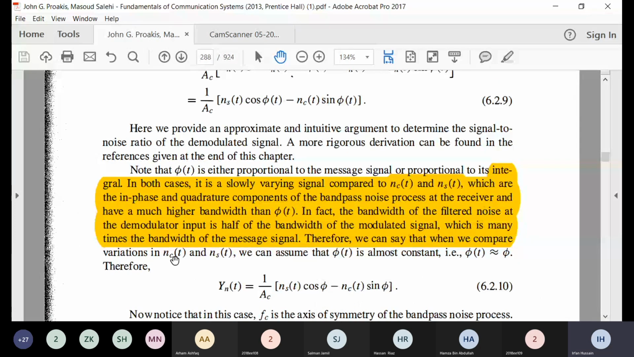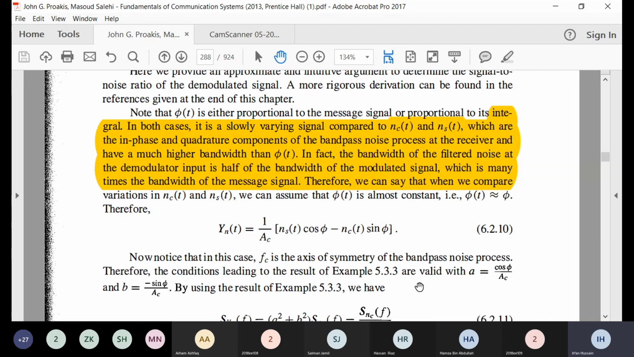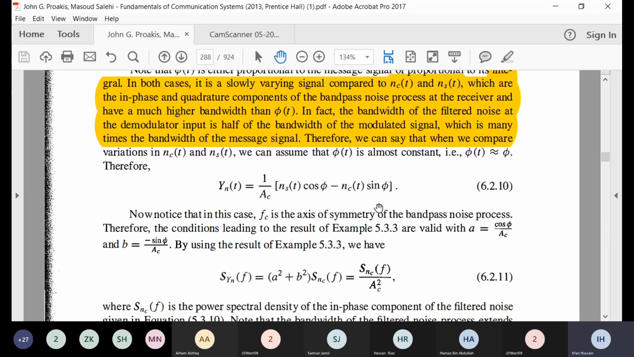Therefore, we can say that when we compare variations in NC and NS, they are quite greater as compared to phi t. So we can just assume phi t is just phi, a constant angle. Hence your y and t comes out to be this thing. So phi t becomes phi, a very low pass signal as compared to NS and NC. So this will be your noise, y and t. Now is everyone understanding? How do we get this noise?